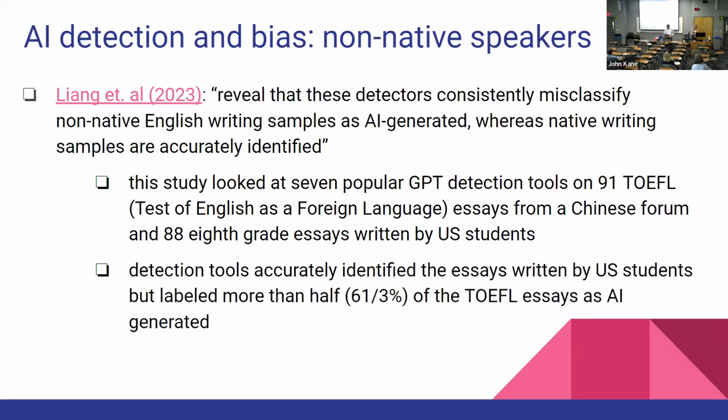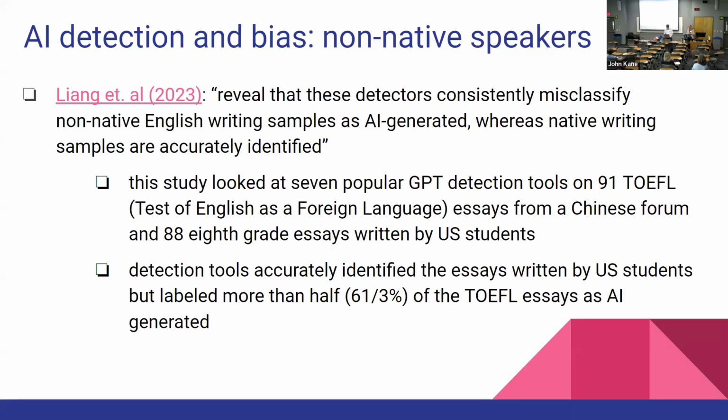So the detection tools accurately identified the essays written by US students, but labeled more than half, 61.3% of the TOEFL essays, so significantly more than half, as generated by AI when they were not, in fact. So this is a pretty problematic thing.